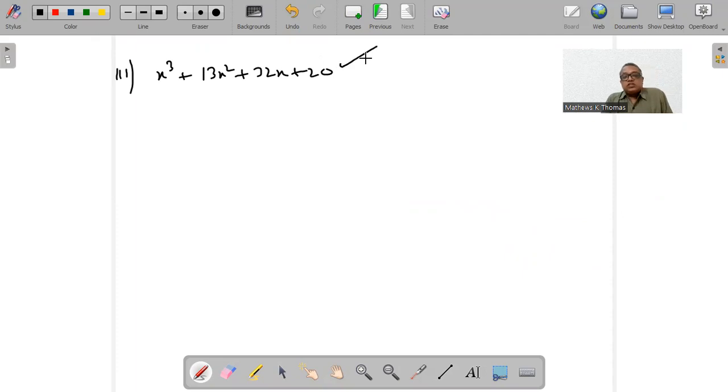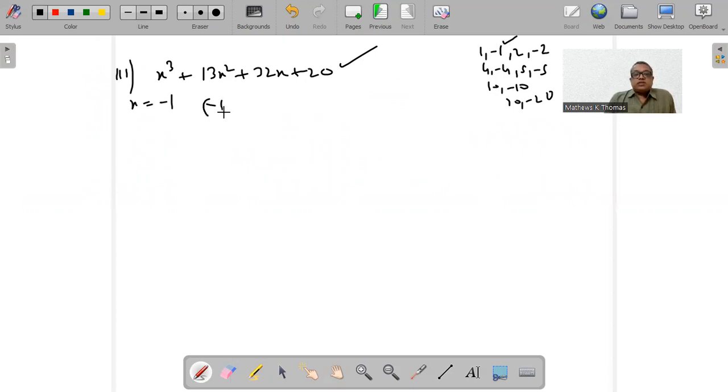So I told you the last number is 20. So what are the factors of 20? 1, minus 1, 2, minus 2. 3 doesn't go, 4, minus 4, 5, minus 5, 10, minus 10, and 20. So these are the factors for the last number 20. So I'm going to start with x is 1. Actually, there's no point of starting with x is 1, the reason being all are positive numbers, so it will never be 0. So we can start with x as negative 1.